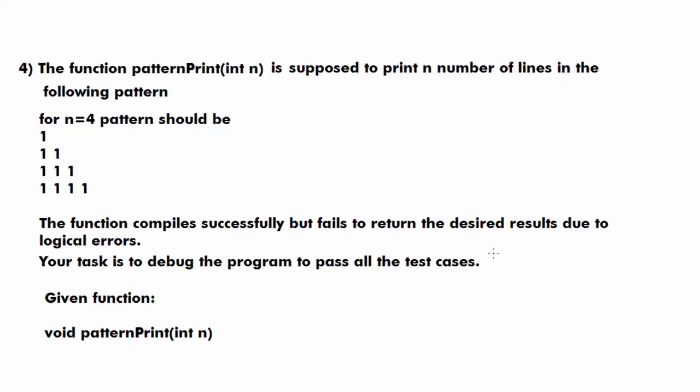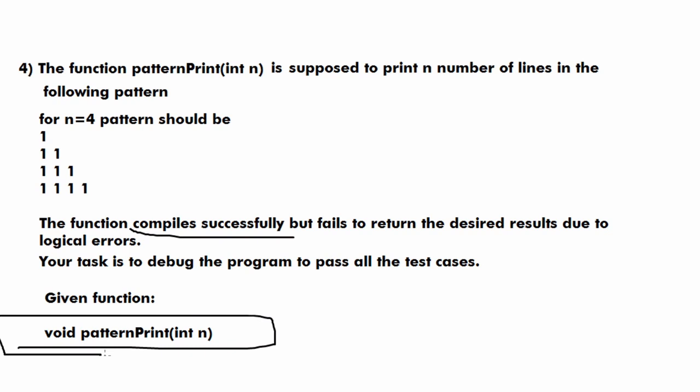So moving to the next question, the question is, the function pattern print is supposed to print n number of lines in the following pattern. For example, if n is equal to 4, the pattern should be like this. The function compiles successfully but fails to return the desired result due to logical errors. Your task is to debug the program to pass all the test cases. That means you are given a function void pattern print, and this function compiles successfully, which means there is no compilation error in this function, but there is a logical error which you will have to find and debug the program.